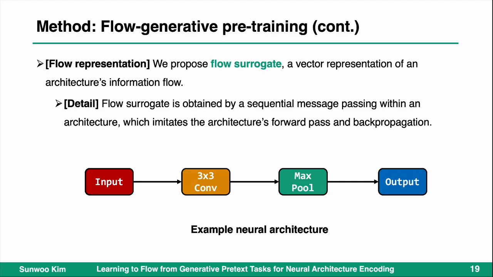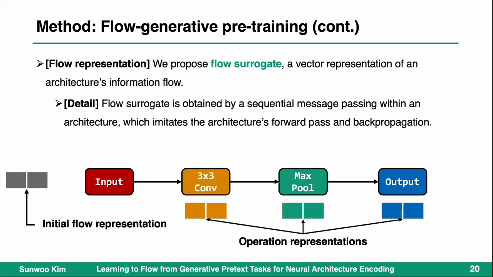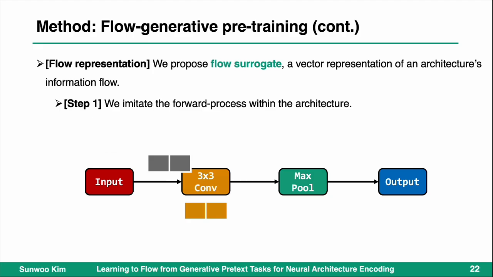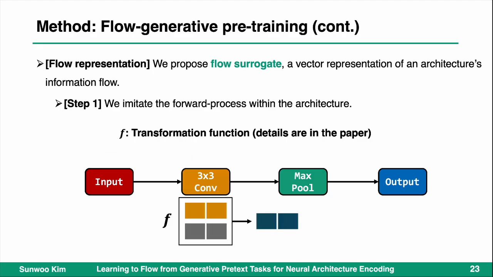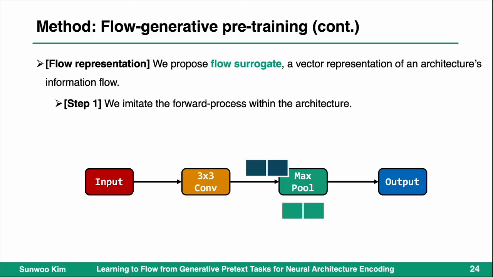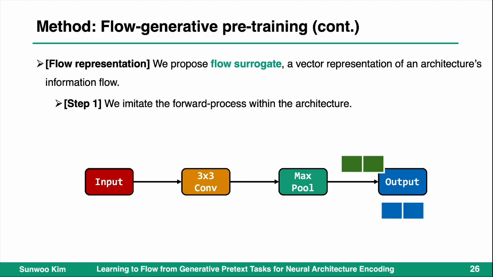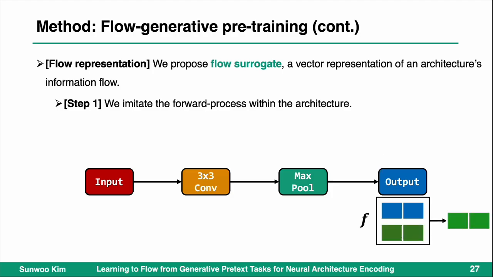Flow surrogate is obtained by a sequential message passing within an architecture, which imitates the architecture's forward pass and backpropagation. Consider the below example. We prepare initial flow representation and each operation's representation. Then, the initial flow representation propagates in the forward pass direction. It reaches 3x3 convolution and is transformed into a new representation with our transformation function, whose detail is in our paper. It then moves on to the next max blue operation, performs the same transformation process, and the same process is done at the output node as well.